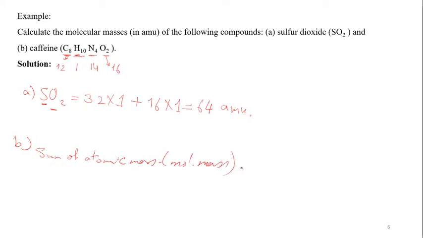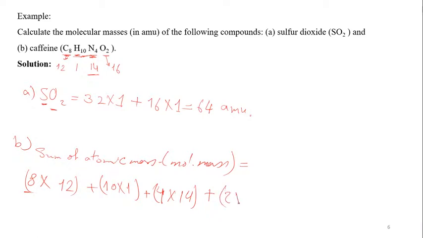So the molecular mass of caffeine would be equal to 8, because I have 8 atoms, multiplied by 12, plus I have 10 atoms of hydrogen, so 10 multiplied by 1, plus I have 4 atoms of nitrogen multiplied by 14 for each one of them, plus I have 2 oxygens multiplied by 16 atomic mass for each one of them. The sum of that would be equal to 194 atomic mass units.